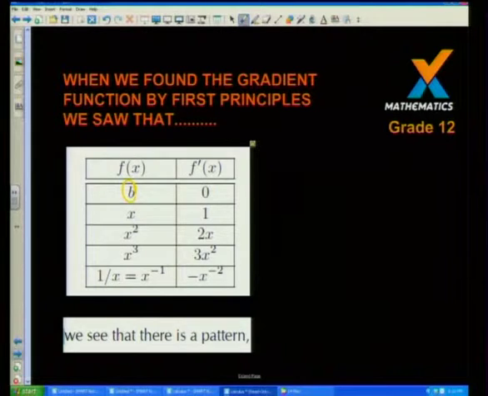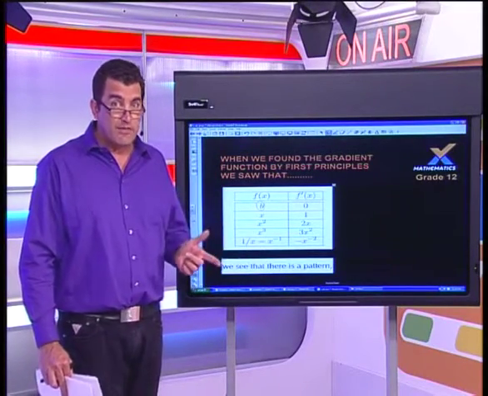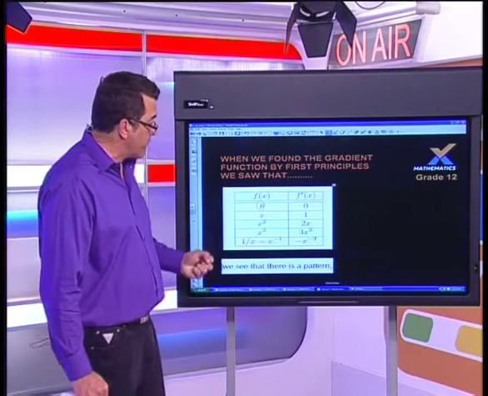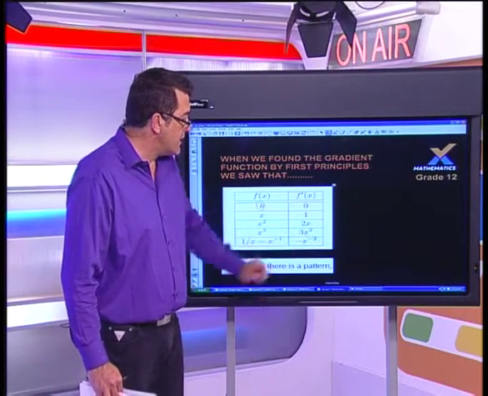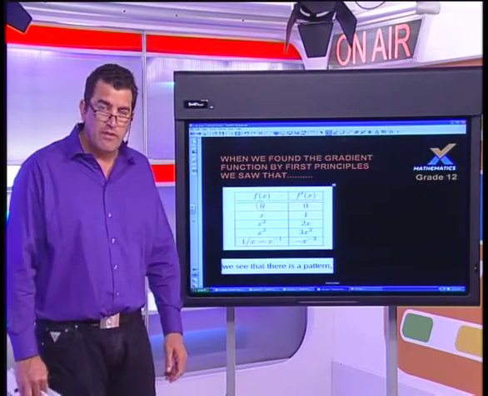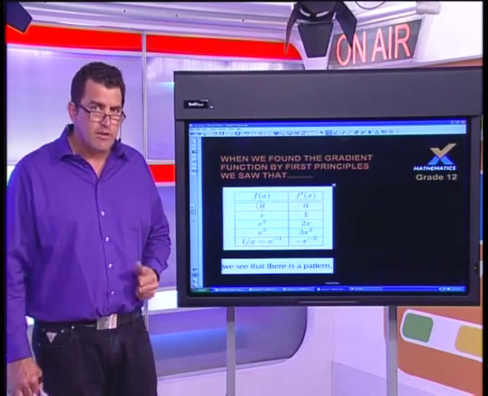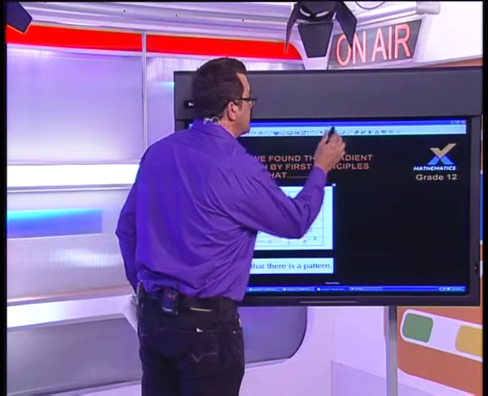And the last one that we saw was 1 over x, which, by the way, we can write in exponential form as x to the power of negative 1. Now, if we differentiate that, it became minus x to the power of negative 2. Folks, there's something happening here. There's a pattern that you can observe. Now, let's try and see what that pattern is.